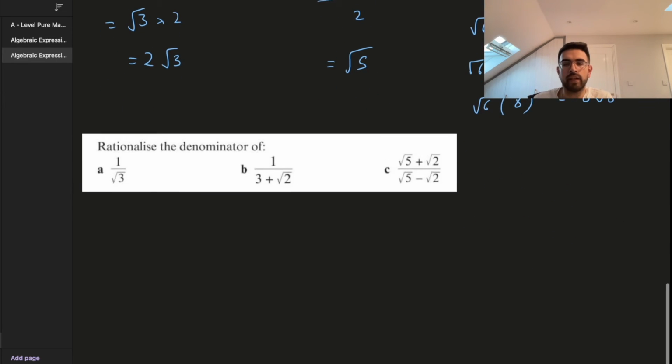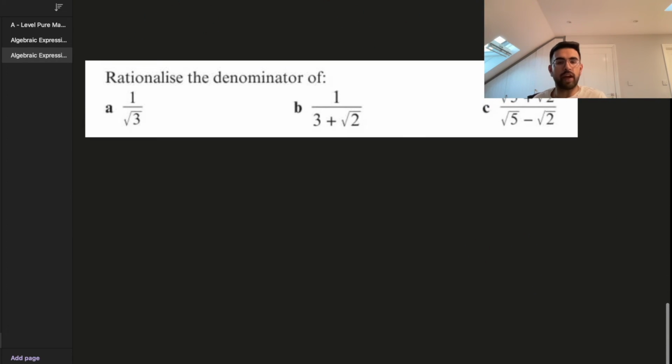Okay, and finally, the last step for this video is rationalizing. So if we have something in this first form, all we're going to do is multiply the top and the bottom by the denominator. So this means that we'll end up with root 3 over 3. For something like part B, all we're going to do is multiply by the conjugate. What that means is if there's a plus sign here, you're going to multiply by 3 minus root 2 and 3 minus root 2. Remember the difference of squares over here.